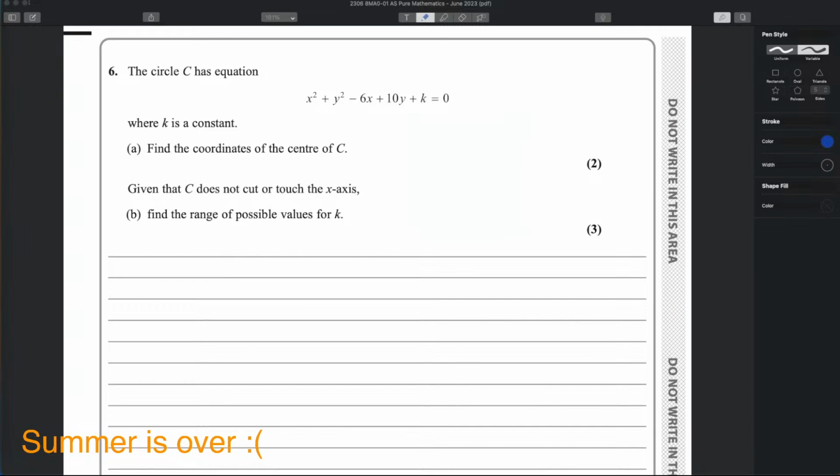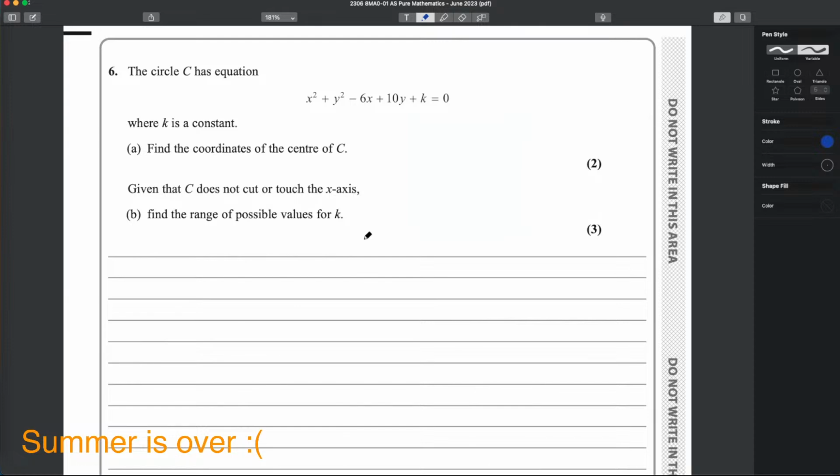Okie doke. Question 6. The circle C has equation x squared plus y squared take 6x plus 10y plus k equals 0, where k is a constant. Find the coordinates of the center of C. K is a constant. Okay, so that's just the radius. So we don't need k for the center.